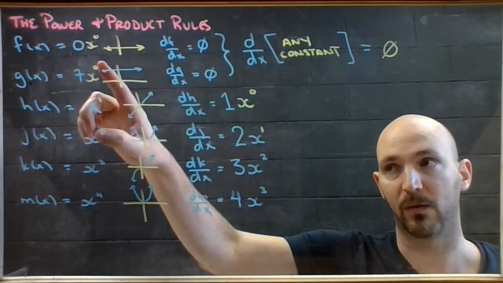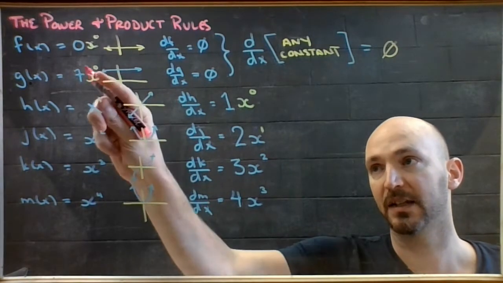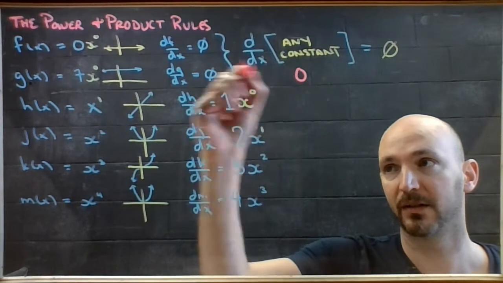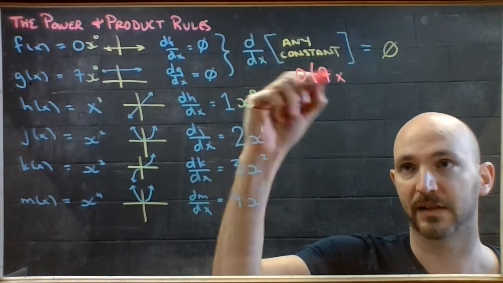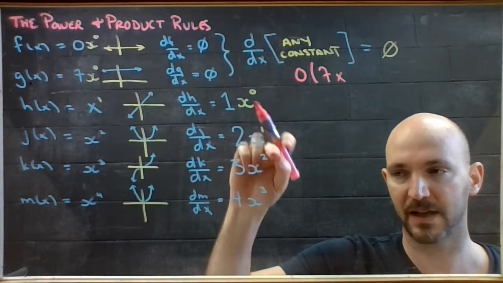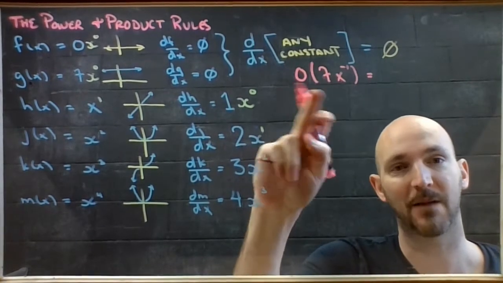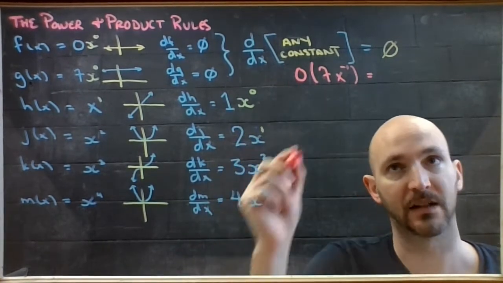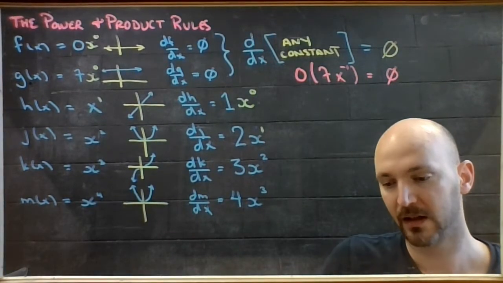This one gets a little wonky, right? If I were to write this out, take the exponent, write it in front, 0 times 7x, and then I have to reduce this by 1. 0 less 1 would be x to the minus 1. And look what happens. What's 0 times anything? 0, which is what I had the derivative as.